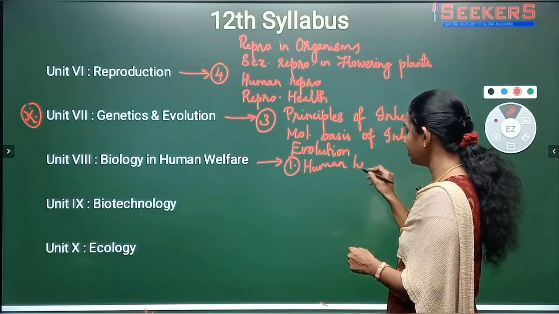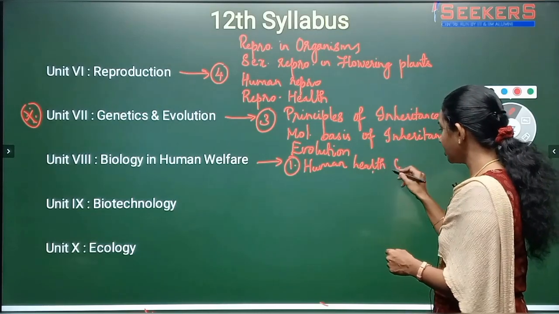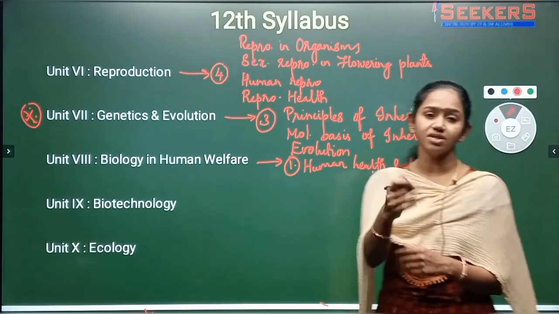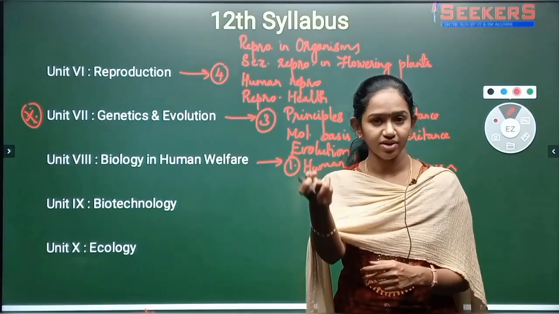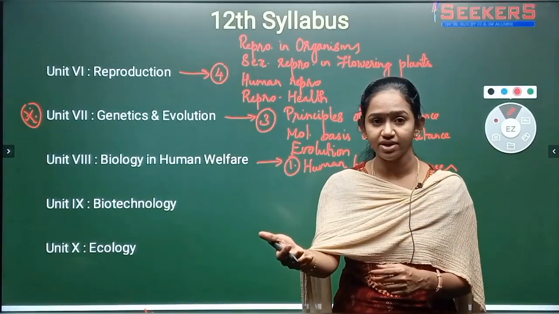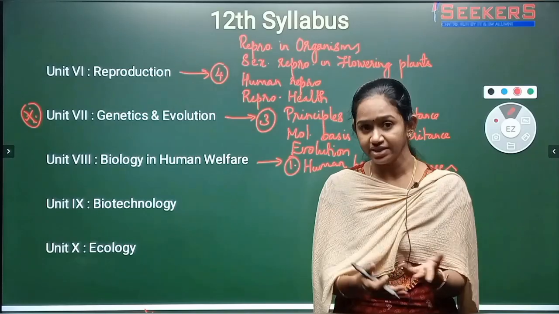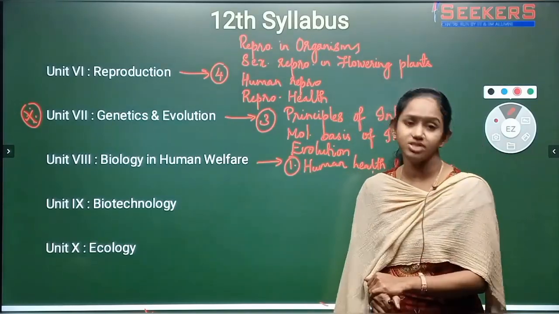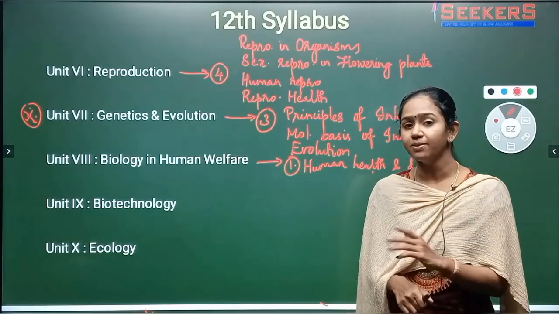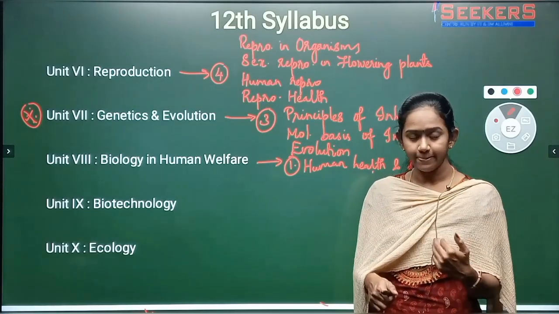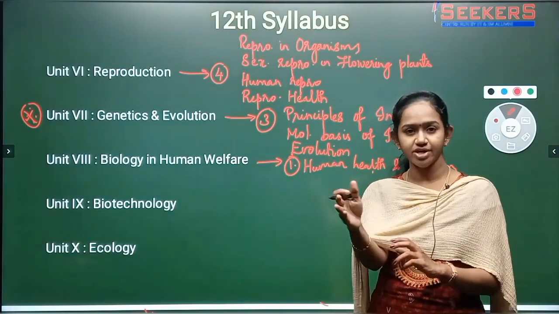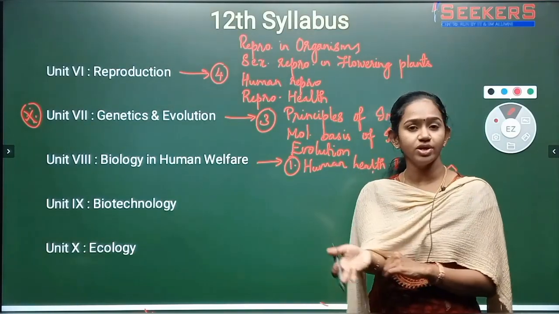In human health and disease, you will study about all the different types of diseases that occur in men: bacterial, fungal, viral, protozoal, helminthic. Also you will study about AIDS, cancer, and the second part of this chapter is the immunology part, where you will study about the complete immune system of the human body, and the third part is addiction. So you will study about drug addiction, tobacco addiction, alcohol addiction, all these.